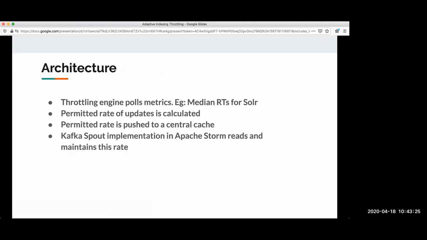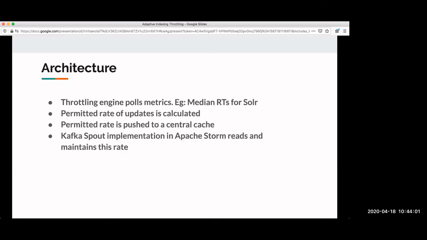Now we'll talk about how we tried to solve it. The idea was that we'll look at our data stores, try to find some metrics, and say this is the read health of my system. So we created a throttling engine, which polls our data stores periodically and gets metrics. It says, okay, the median response time for Solr is this. The number of updates processed by Redis is this. And the network bandwidth utilization by the Redis cluster is this. So it gathers all those metrics from the data stores.